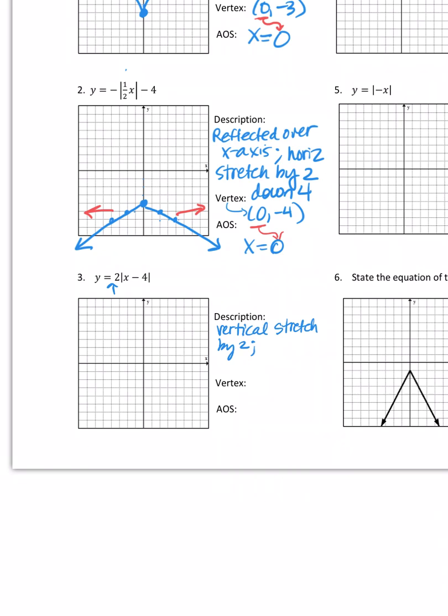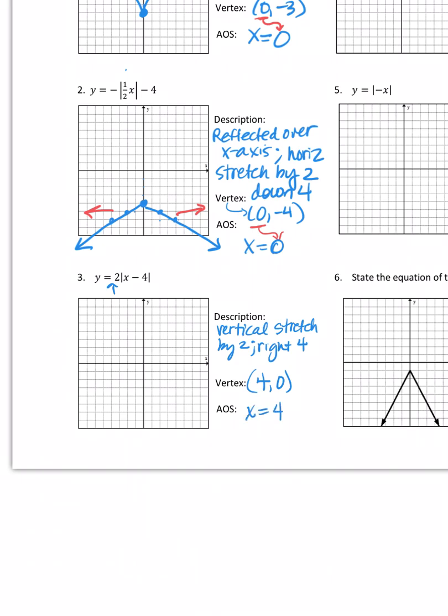The minus 4, remember, it's inside the absolute value brackets. So it's going to go opposite logic. So instead of going negative, it would go right 4. So my vertex is going to go right 4, but it's not going up or down. It's just 4, 0. Therefore, my axis of symmetry is x equals 4.